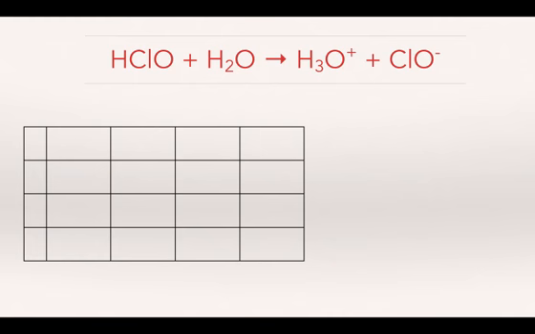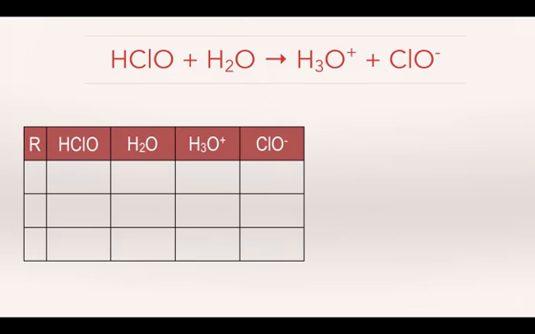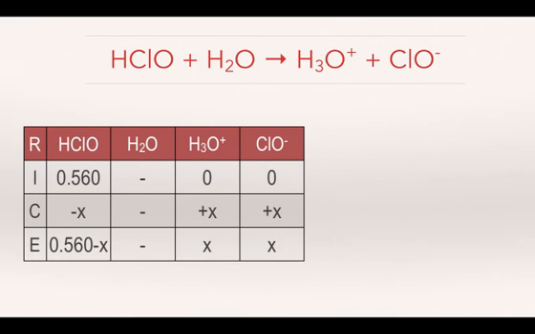So our reaction is our hypochlorous acid reacting with water to produce hydronium and hypochlorite ion. On our RICE table, we have our reaction. Initially, we are going to have 0.560 moles per liter of hypochlorous acid. Nothing's been added, so whatever concentration we started off with, that's the concentration we have right now. The change is hypochlorous acid is going to react with water. We're going to produce the hydronium ion and the hypochlorite ion. And at equilibrium, we will have 0.560 minus X for our concentration of hypochlorous acid, and X will be our concentrations of our hydronium and hypochlorite ion.